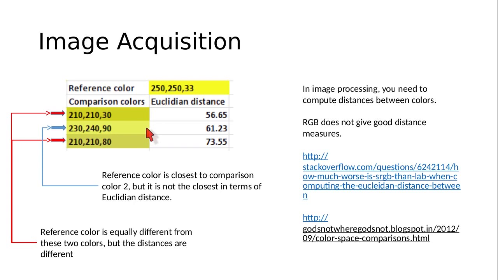Obviously human beings can look at this and figure out, hey, color number 1 and color number 3 are very different from this color, and probably color number 2 is very close. So the reference color is very similar to color number 2. But how do you do it using digital imaging? How does a computer figure out this difference?